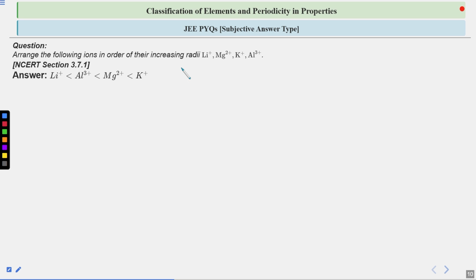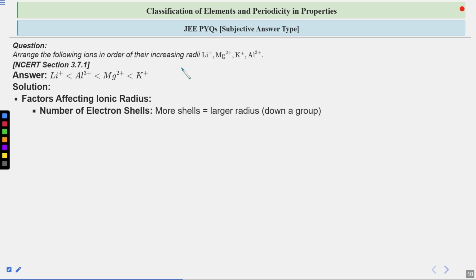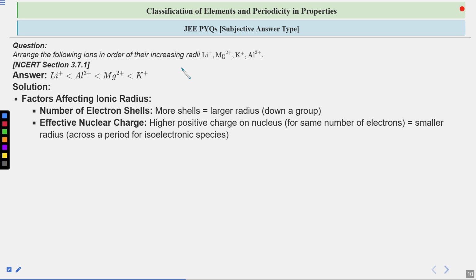Let us try to understand this trend first of all. If you see the trend, then 2 points should be remembered which affect the ionic radius. First is the number of shells. The more the number of shells, the more the size. And you know, down the group, the number of shells increases. The second point which should be remembered is the high positive charge on the nucleus. But this is only true for isoelectronic species, right? So if they are isoelectronic species, then the one with the greater charge will have the smaller size.